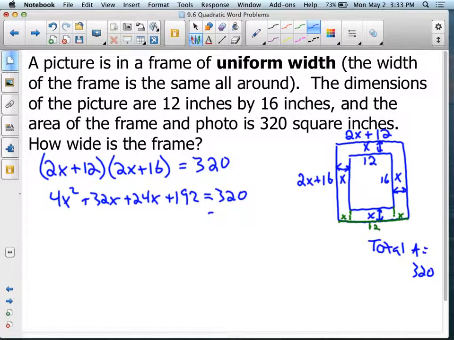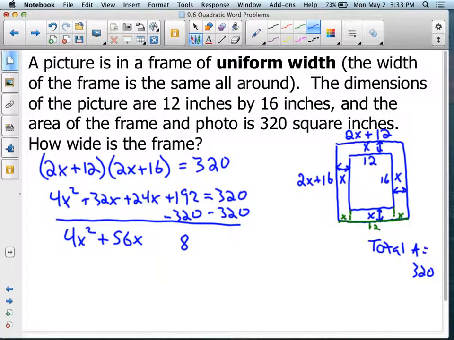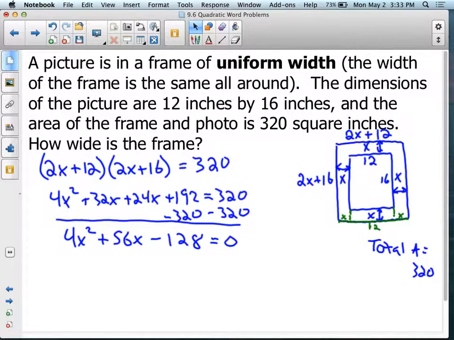So when we set it equal to 0, we'll subtract 320. Four x squared plus, let's see, if I combine these, I get a 56x. If I subtract that 192 over, let's see, 10 minus 2 is 8. 11 minus 9 is 2. That's not 228. I'm doing some bad subtraction here. There we go. That looks a little bit better, 128. You know what I should do? I should open up my calculator. Let's get that thing going.